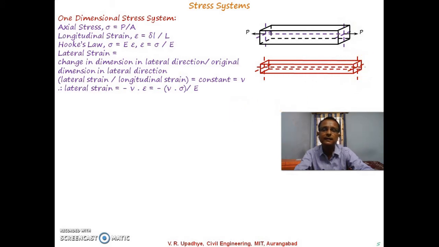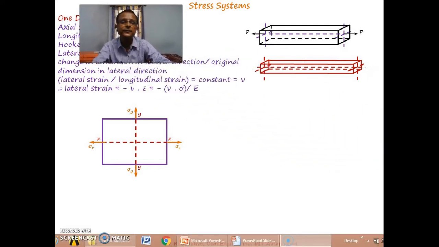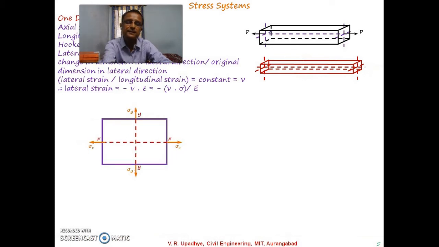So that is what is lateral strain. So if it is a two-dimensional stress system, what will happen to it? Try to understand. Due to, say, sigma x, in this one-dimensional stress system, we have applied force P, and P divided by A is sigma. If this is the x-axis, then this is sigma x in this particular direction.